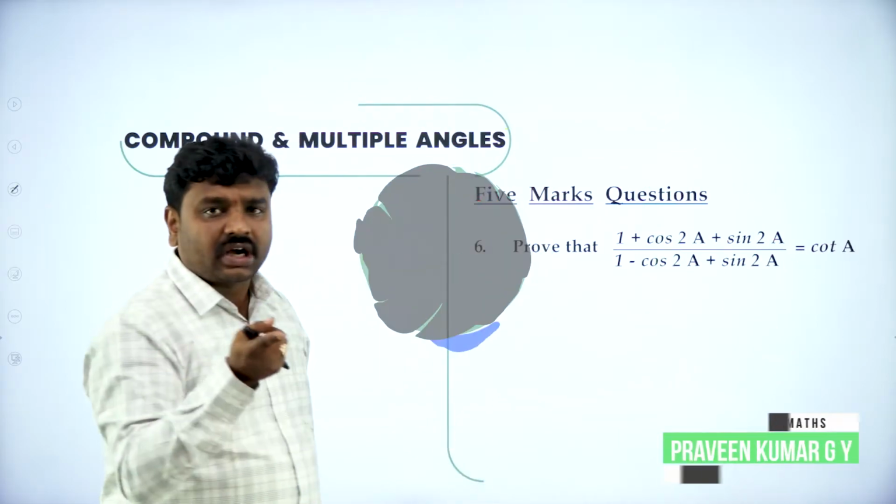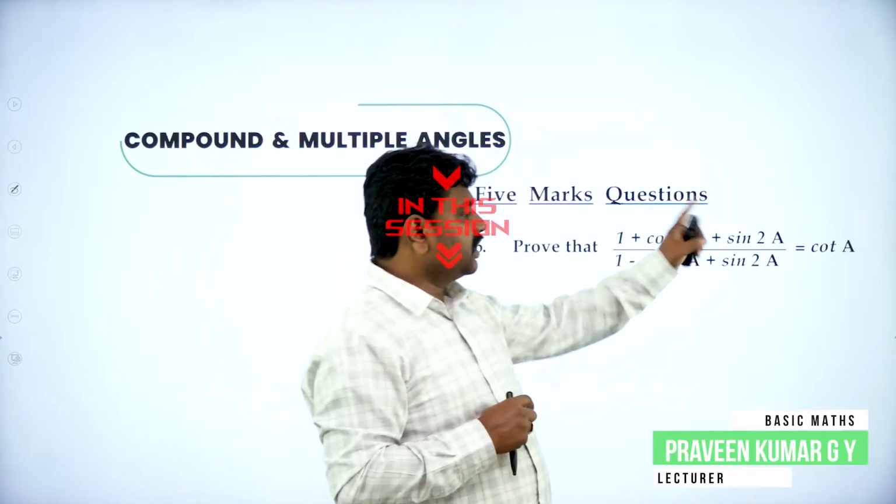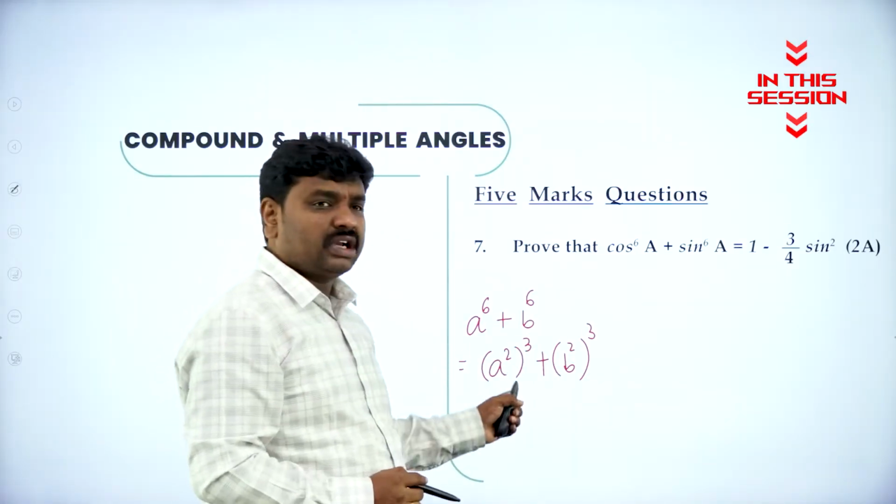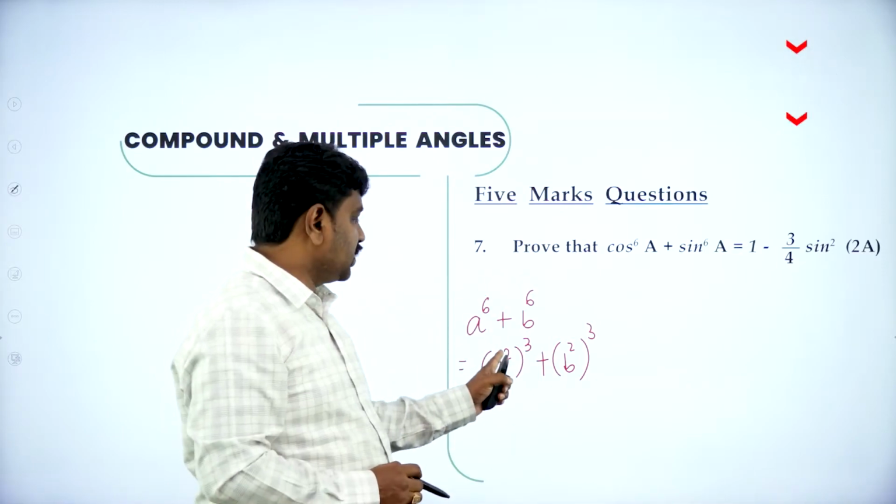See, you can write the cos 2a formula. In the numerator, you can write it in terms of cos. In the denominator, you can write it in terms of sin. I'm using the law of indices: a power m whole power n is a power m into n. 6 I'll write as 2 threes.